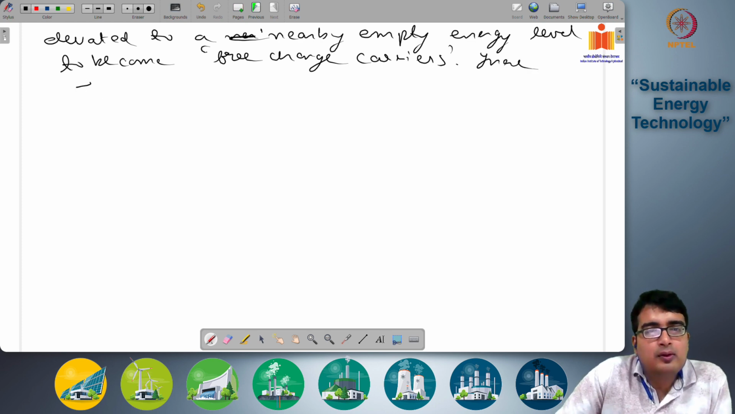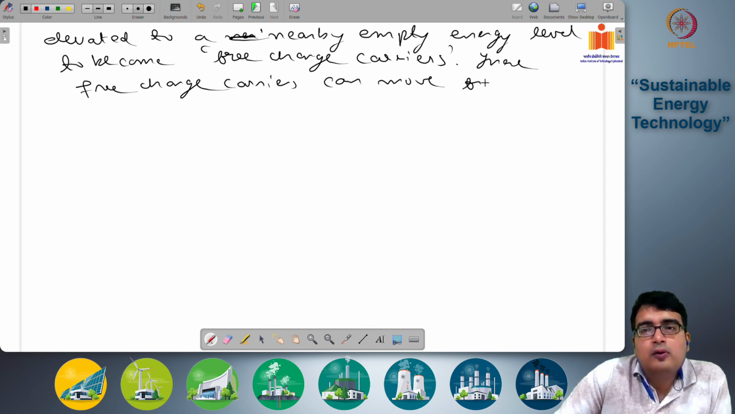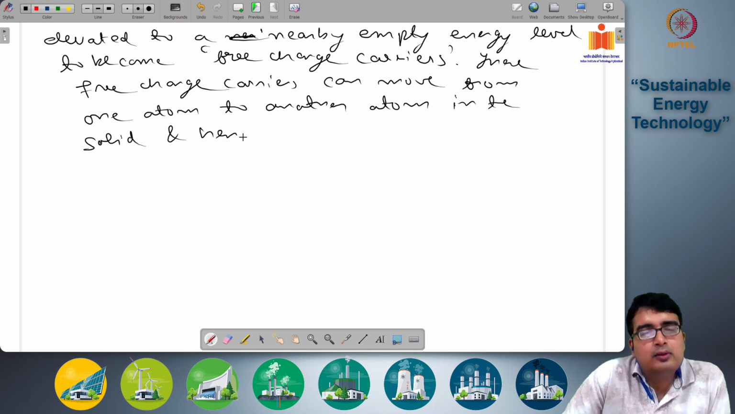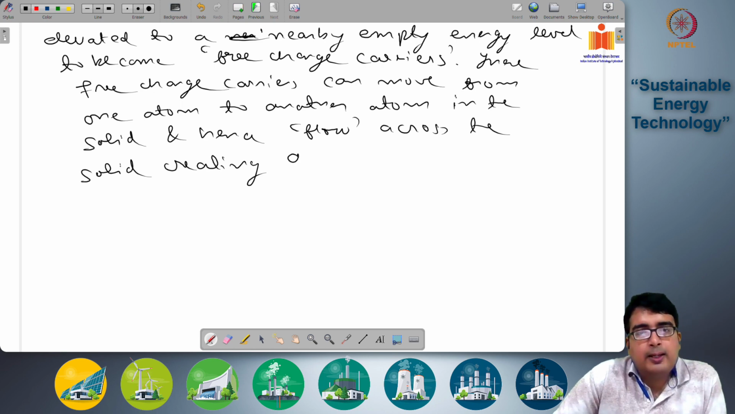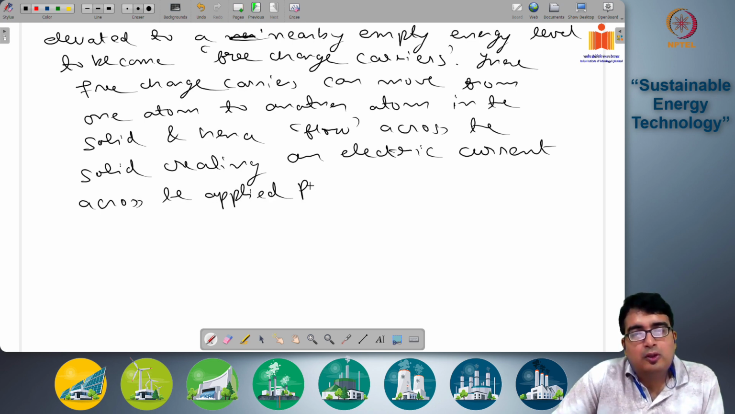So these free charge carriers can move from one atom to another atom in the solid and hence flow across the solid, creating an electrical current across the applied potential gradient. Okay.